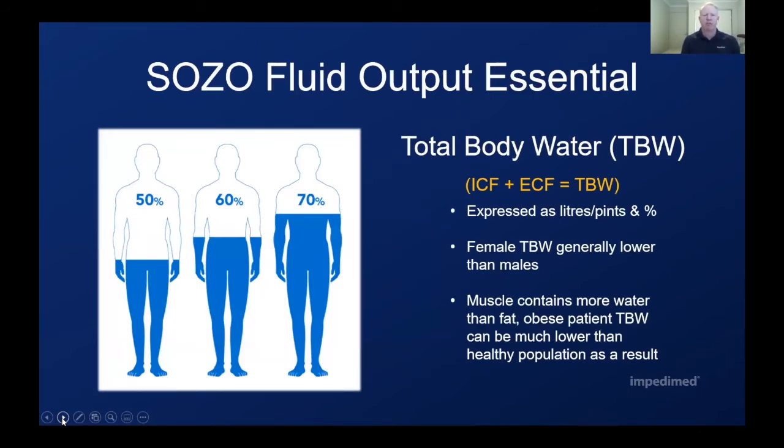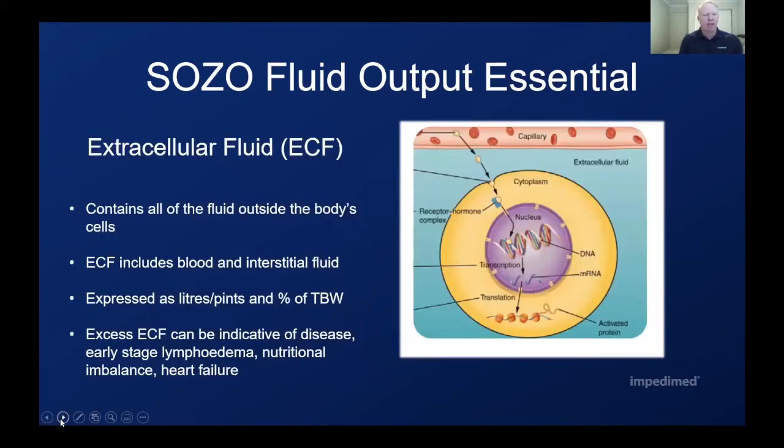Total body water is a combination of intracellular and extracellular fluid. It can be expressed as litres and pints and/or percentage. Generally, percentage is a great way to interpret total body water. We know sometimes females have a slightly lower total body water percentage than males, and also muscle contains a lot more water than fat. So if you're testing someone in the obese population, you may tend to find their total body water percentage is a lot lower than some of the other normal subjects that you are assessing.